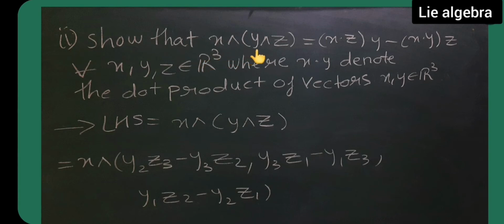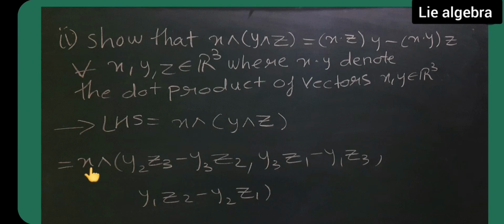Show that x cap into y cap z is equal to x into z y minus x into y z for all x, y, z belonging to R3, where x dot y denotes the dot product of vectors x, y belonging to R3. So I need to prove this now. I have to show that this is equal to this. So for that, what I need to do is take the left hand side first, x cap, y cap, z.